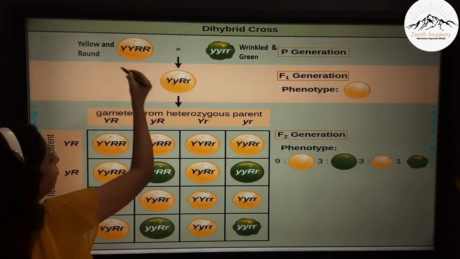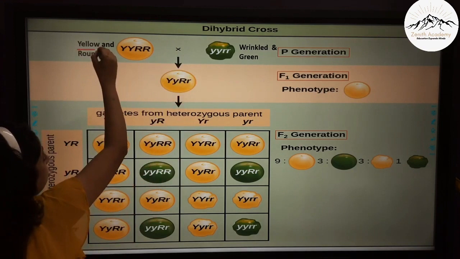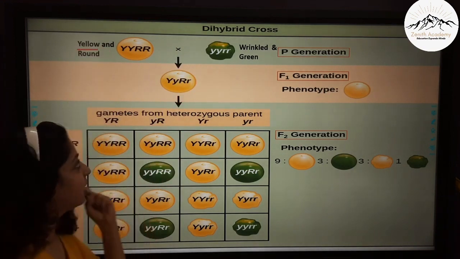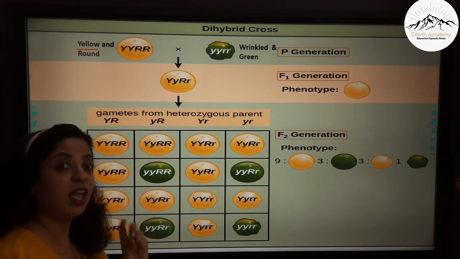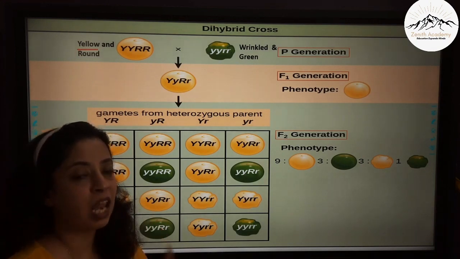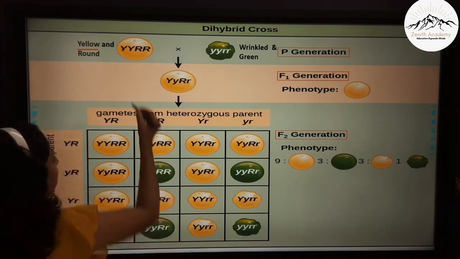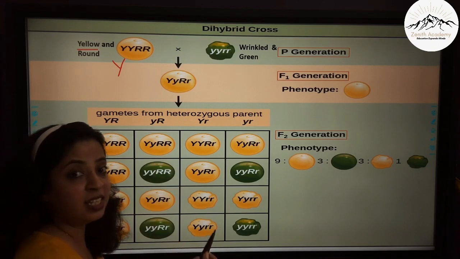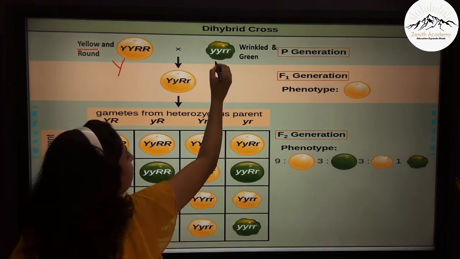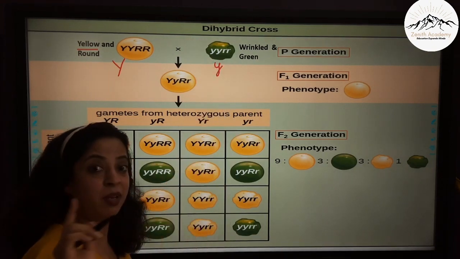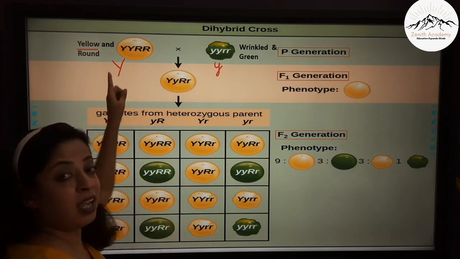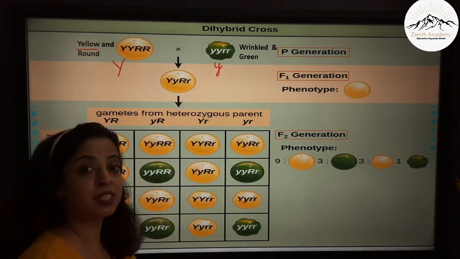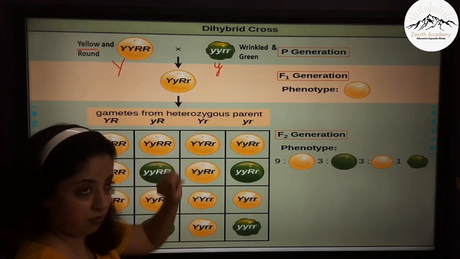So this seed, if you see, is yellow. Now in the color of the seed, there are 2 variations, that is yellow and green, out of which you should remember that yellow is dominant. That is why I have taken yellow dominant, so capital Y, and green is recessive, so I have taken small y because I have to take the same letters. So capital Y represents yellow color which is dominant, small y represents green color which is recessive.